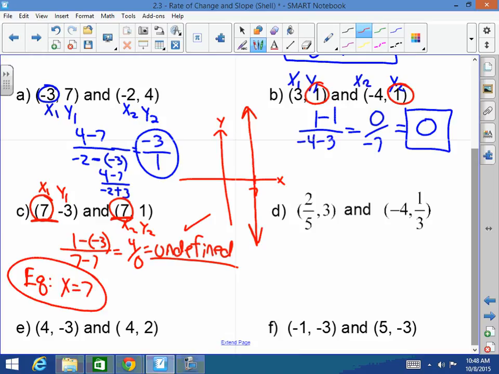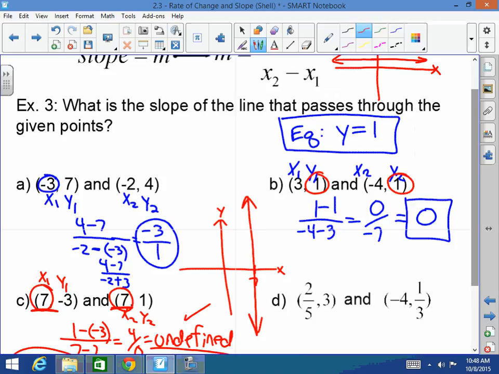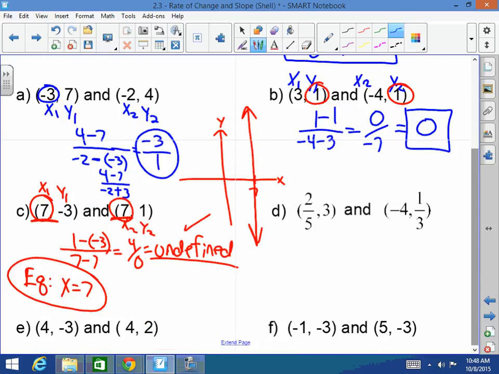You look confused. Talk to me, my man. That's what I'm here for. Okay, this would not be undefined, sir, because it's a horizontal line. 0 divided by negative 7 is 0. What's 4 divided by 0, though, sir? Undefined. Thank you, sir, for clarifying. Does that make sense, gentlemen?